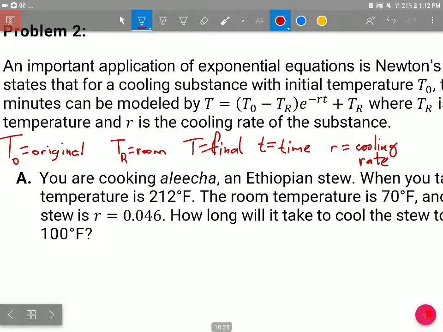All right? So here we go. You're cooking a leche, which anybody actually know what a leche is? No. A leche is a fruit in my country. Is it really? Well, that's a leche, not a leche, one word. Not like leche. Yeah, I know. It's an Ethiopian stew. Never heard of it. No, you're thinking of a leche.